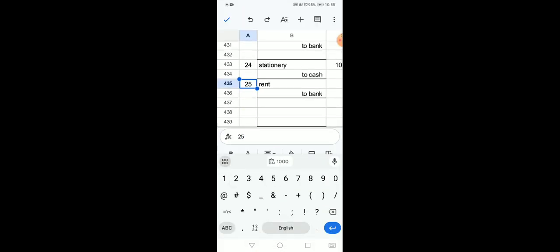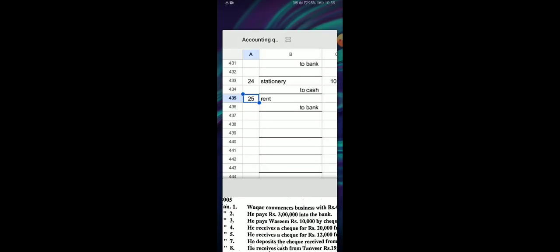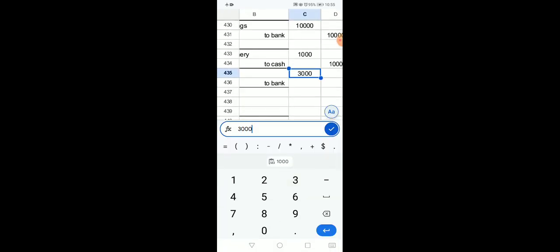Entry number 25 you will write over here, and now let's see how much rent has been paid. This is 3000, so you will write 3000 on debit side, and same amount you will post on credit side.